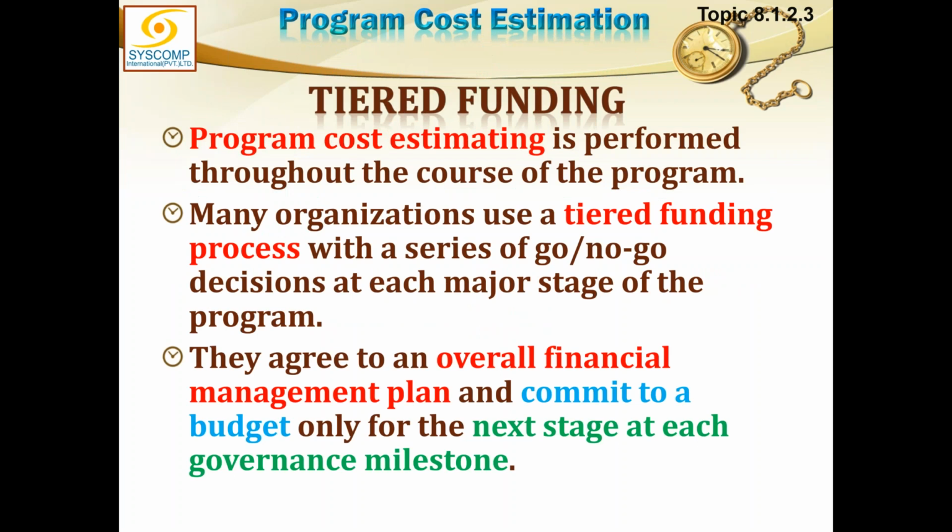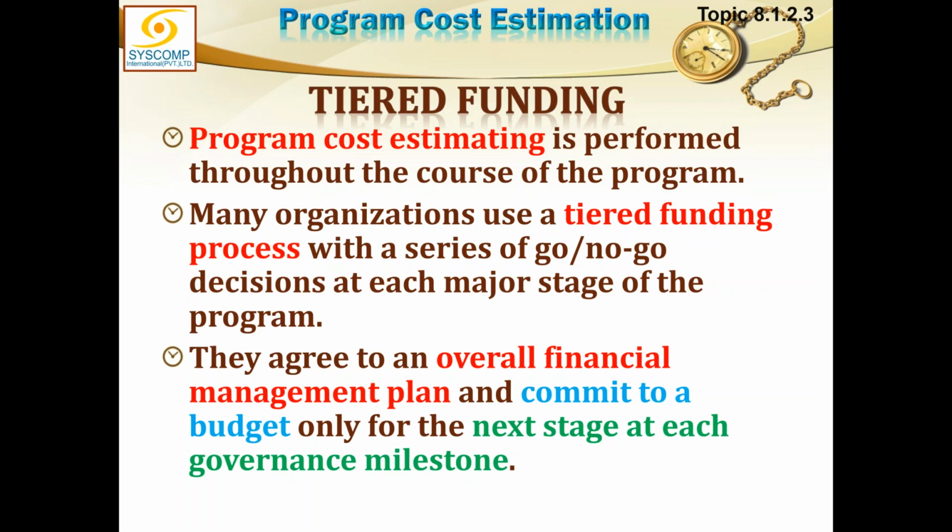Cost. Program cost estimating is performed throughout the course of the program. Many organizations use a tiered funding process with a series of go-no-go decisions at each major stage of the program. They agree to an overall financial management plan and commit to a budget only for the next stage at each governance milestone.